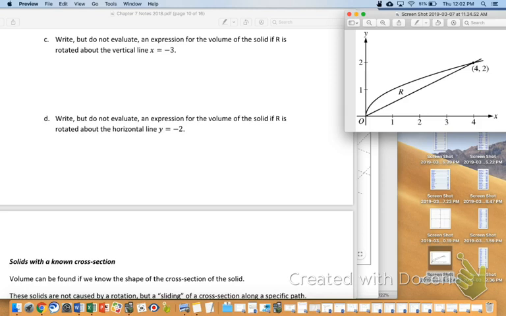So C. I'm going to give you guys a couple of minutes to do this. C says, write but do not evaluate an expression for the volume of the solid if R is rotated around the vertical line x equals negative 3. So this is a little bit different. I'll sketch it in for you. You guys can try to picture it, but I do want you to start working on what this might look like as an expression for the volume. Here is a lovely vertical line at x equals negative 3.